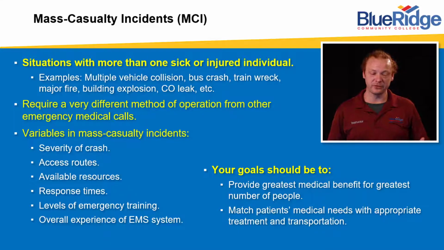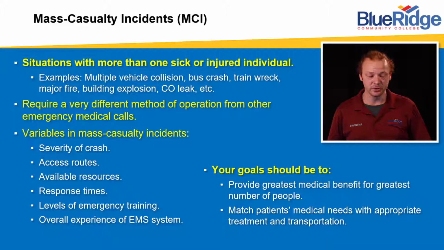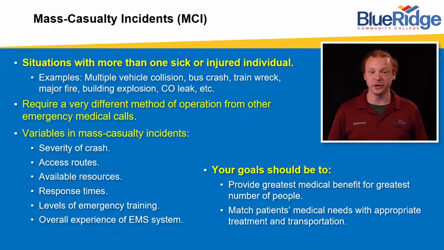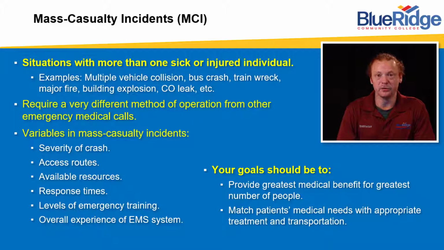Variables in mass casualty incidents include severity of a crash, access routes, available resources, response times, levels of emergency training, and overall experience of the EMS system. Your goals should be to provide the greatest medical benefit for the greatest number of people and to match the patient's medical needs with the appropriate treatment and transportation.